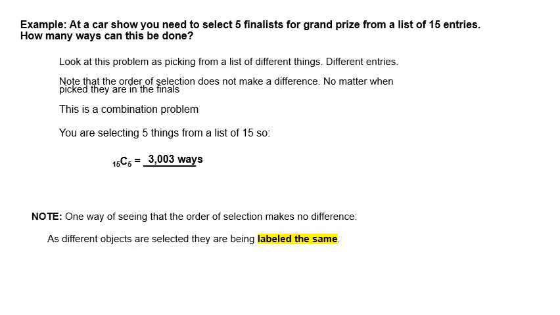Now note, one way of seeing that order of selection makes no difference is that as we pick objects, we are labeling them exactly the same. You're in the finals, you're in the finals, you're in the finals. We're not saying first, second, third, fourth. We're not saying the best, the second best, the third best. We're saying the same thing as we're selecting.